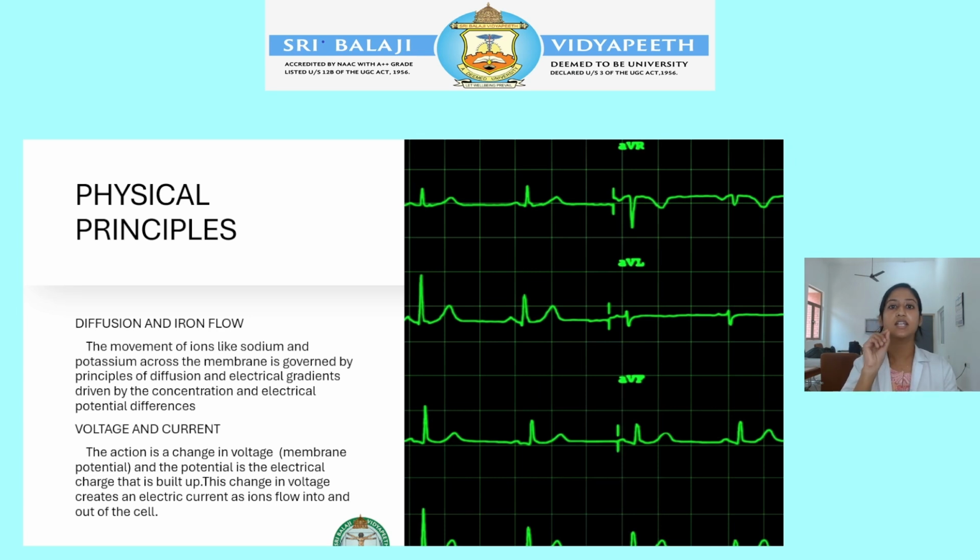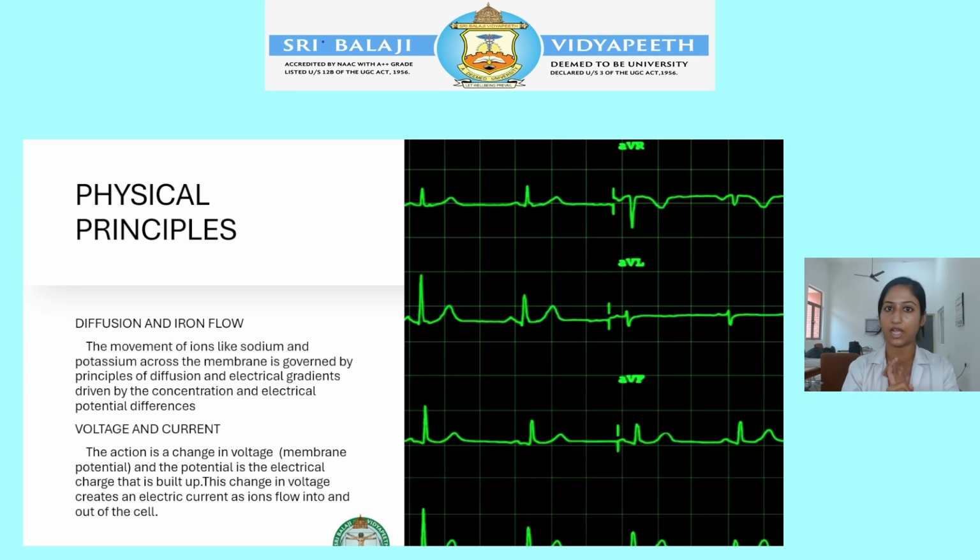So whenever there is a change in the voltage, there will be a production of ion flow. There is a production of electrical current. So that voltage is going to push the ion flow, creating an electrical current. So this is the voltage and the current. These are the four properties of the action potential.